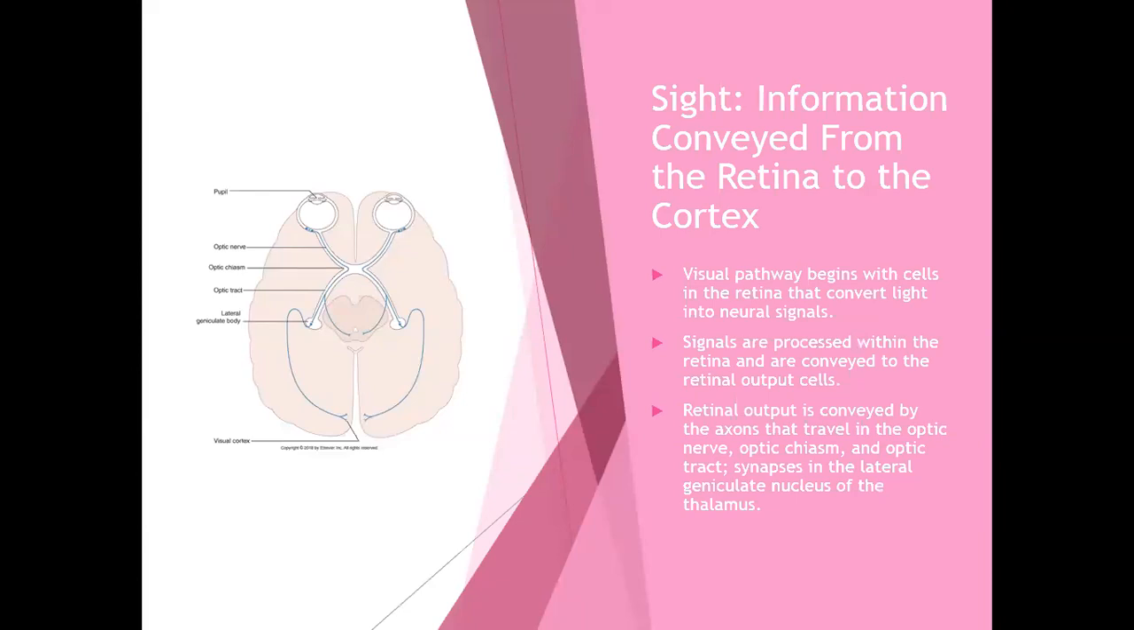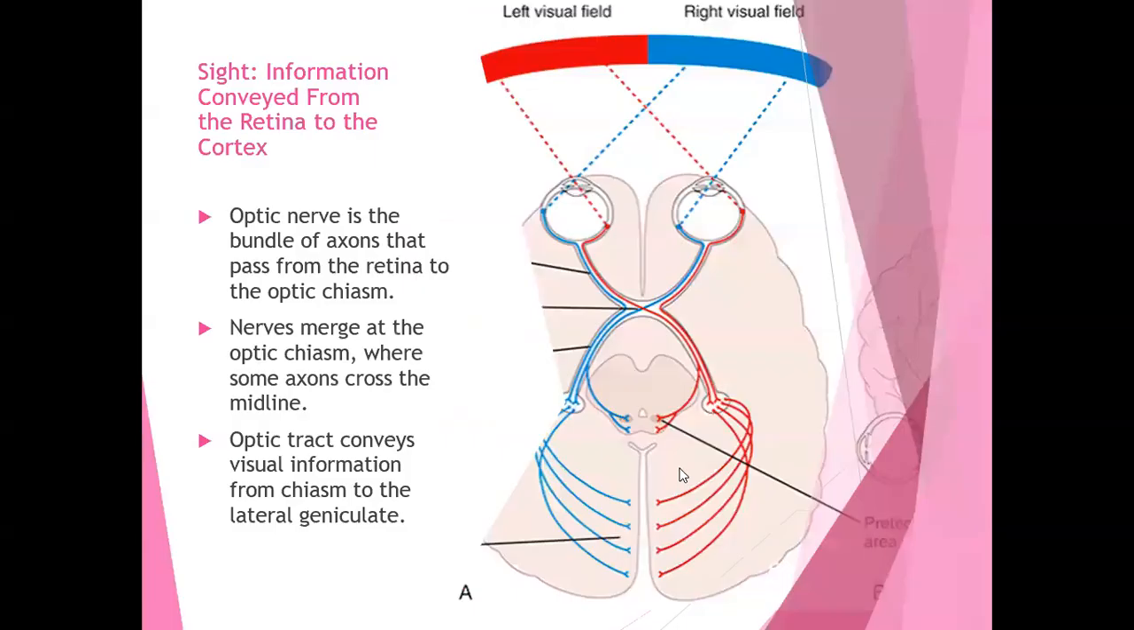Those neural signals are then conveyed to the retinal output cells, and the retinal output is conveyed by axons that travel in the optic nerve, optic chiasm, and the optic tract. Synapses in the lateral geniculate nucleus of the thalamus then send the information to the occipital lobe of the cerebrum. Okay, very interesting, right? So there's a lot going on in that little pathway there. There's a lot of nerves crossing from one side to the other, and it affects what kind of pathologies we have later on.